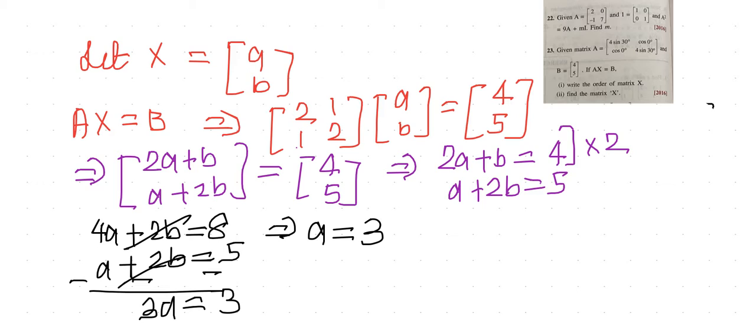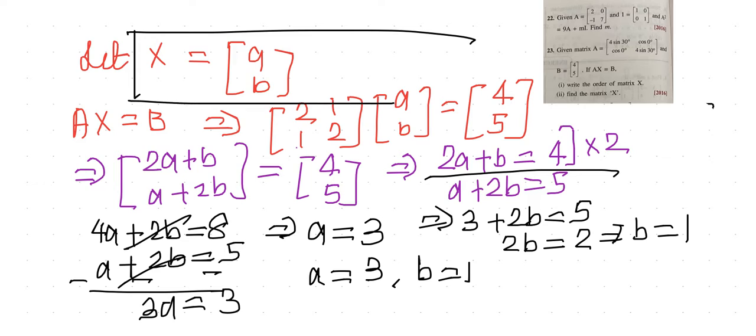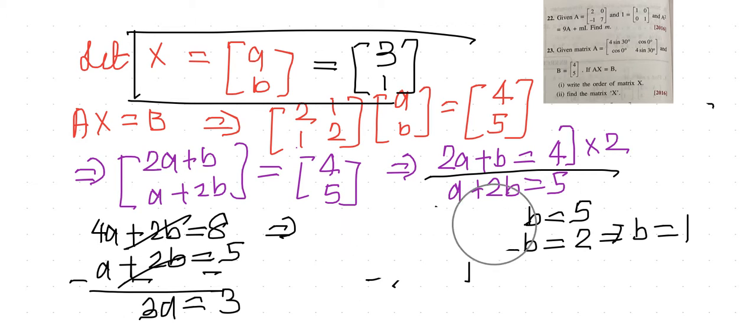And then if you put it in any equation, a plus 2b is equal to 5. Suppose you put it in this, so this implies 3 plus 2b is equal to 5. So 2b will be equal to 5 minus 3, which is 2. So the value of b is equal to 1. So you are getting a is equal to 3 and b is equal to 1. So the matrix x will be [3, 1]. Just a second. Okay, blunder I have done children.